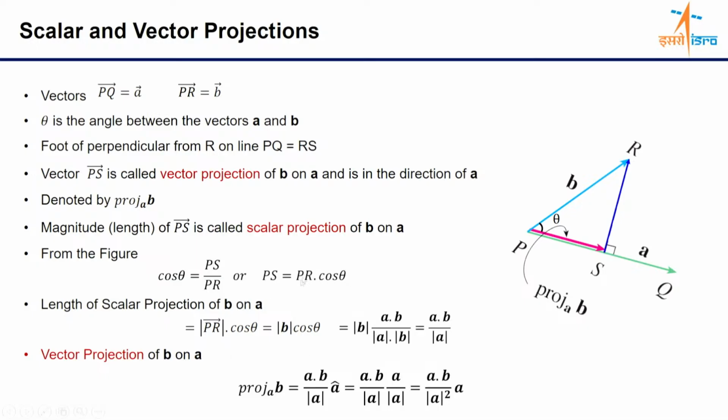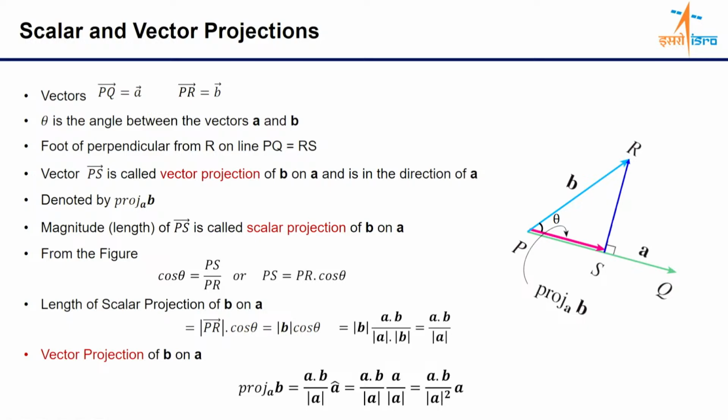So this you can write in terms of vector also, like PR vector dot cos theta. So PR is b times cos theta, and this cos theta you can write like this: a dot b upon mod of a dot mod of b, just like the dot product of the two vectors.